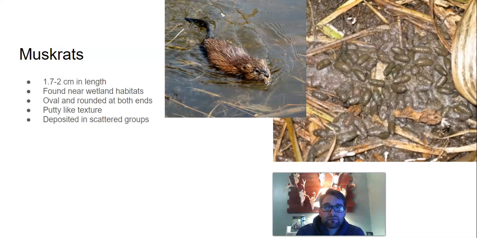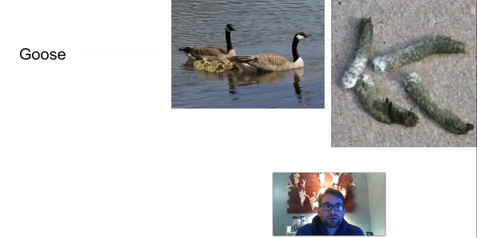Muskrats. Muskrat's waste is 1.7 to 2 centimeters in length. Oftentimes the indication that it is muskrat waste is that it is found near a wetland habitat. It is oval and rounded at both ends. It can have a putty-like texture, but again, don't touch animals' scat. Oftentimes it's deposited in scattered groups.